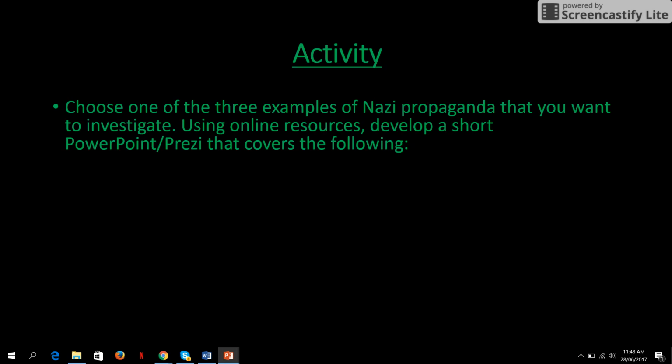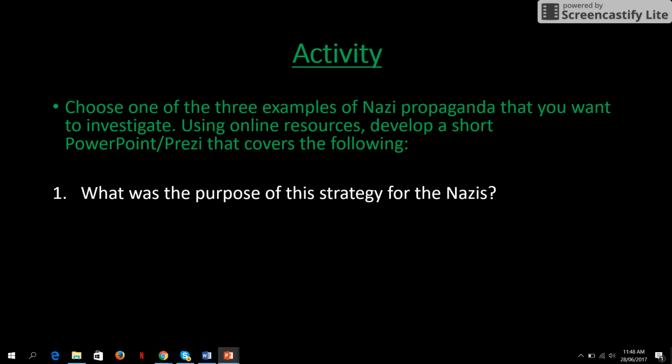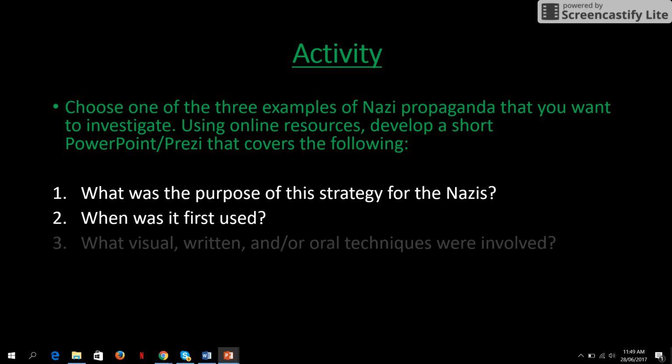So, what I want you to do then, you've got a little tiny taste there. I want you to choose one of the three examples I've just shown you, the posters, the Nazi rallies, or the Hitler Youth. Pick one of those that you want to investigate a bit further. And then using your device, using online devices, create a short PowerPoint or Prezi that covers the following aspects. What was the purpose of this particular strategy for the Nazis? When was it first used? And maybe you make a timeline if appropriate.